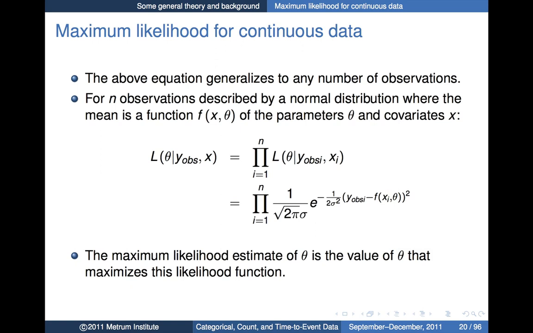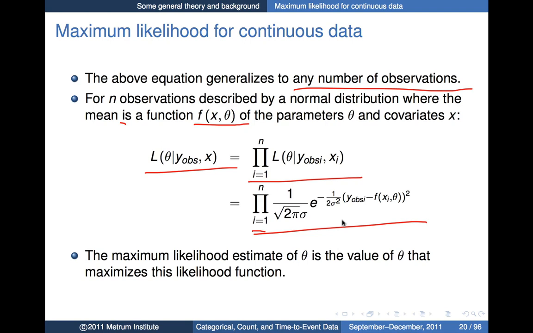This can actually be extended to pretty much any number of observations. Suppose instead of two, I've got n observations described by a normal distribution where the mean is some function f of x and theta, of our parameters and covariates. I can write out the overall likelihood as a product of the individual likelihoods, again assuming these are independent conditioned on our covariates, and I can plug in my normal density on the right hand side.